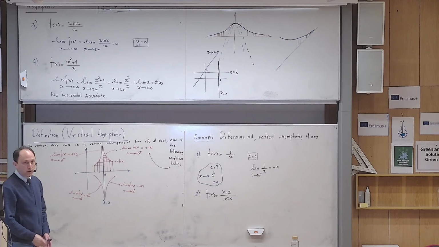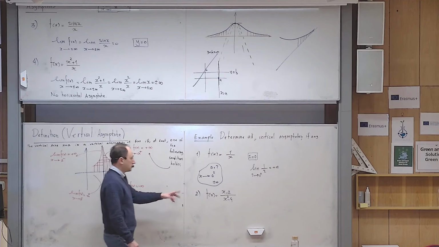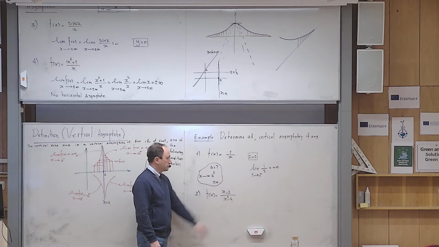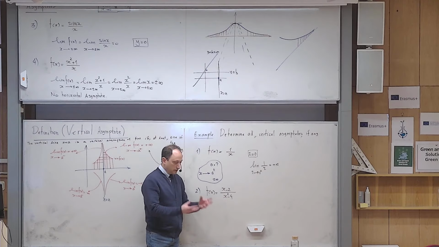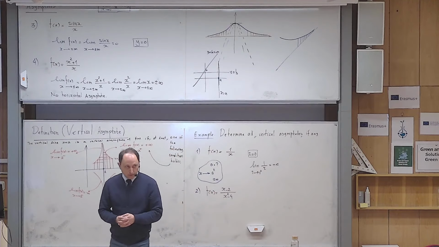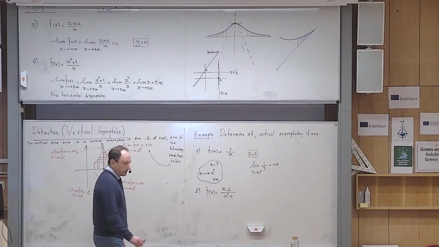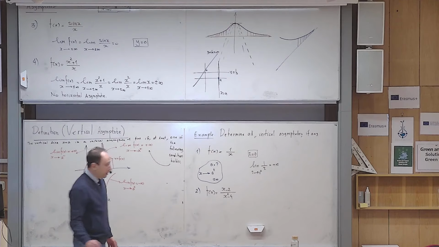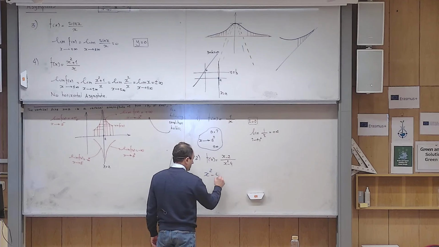So I want you to find all vertical asymptotes for this function. According to what I just told you, and hopefully you realize, there are some candidates here for my vertical asymptote. The candidates are the roots of the denominator, because if the denominator becomes very small and the numerator is a number, then the division becomes huge. So the first thing that you do to solve this problem is to find your candidates. The candidates are the roots of the denominator, yes?